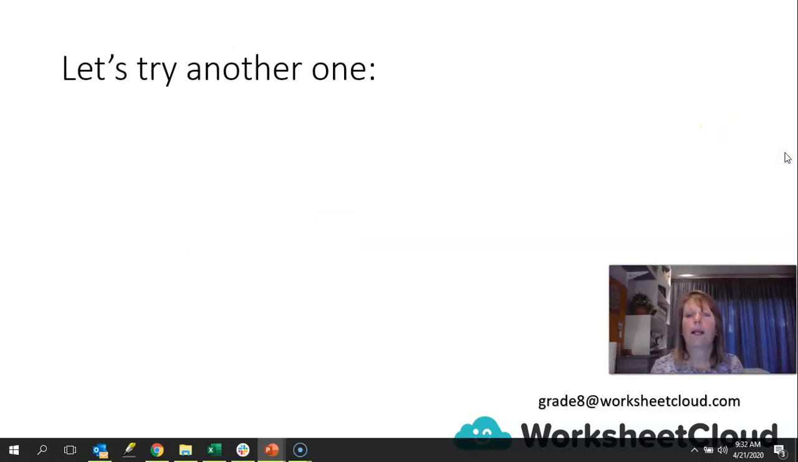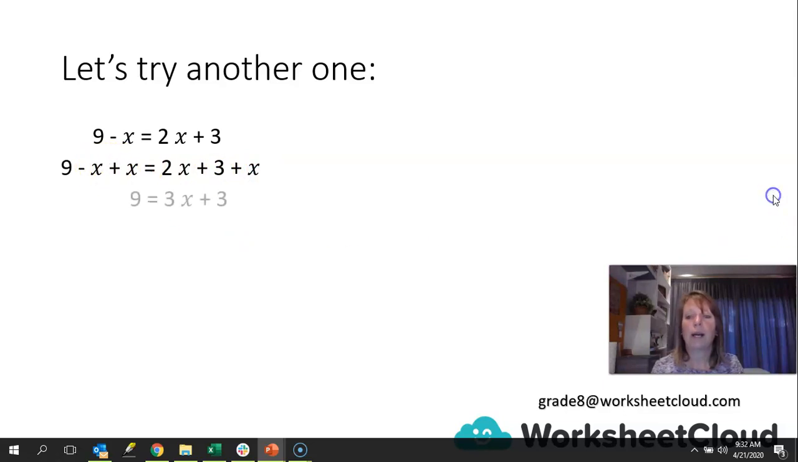Okay, let's try another one together. 9 minus x is equal to 2x plus 3. We've got to get all our x's on one side and all our constants on the other side. So let's add on x to this side, and we'll have to add on x to that side, which means that we're going to be left with 9 on the left-hand side and 3x, because we've got 2x plus x on the right-hand side, but we haven't done anything with that plus 3 yet.